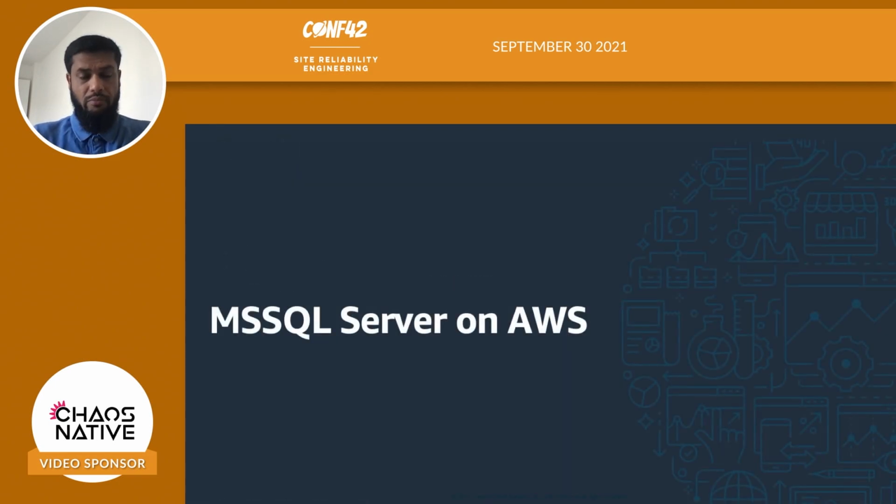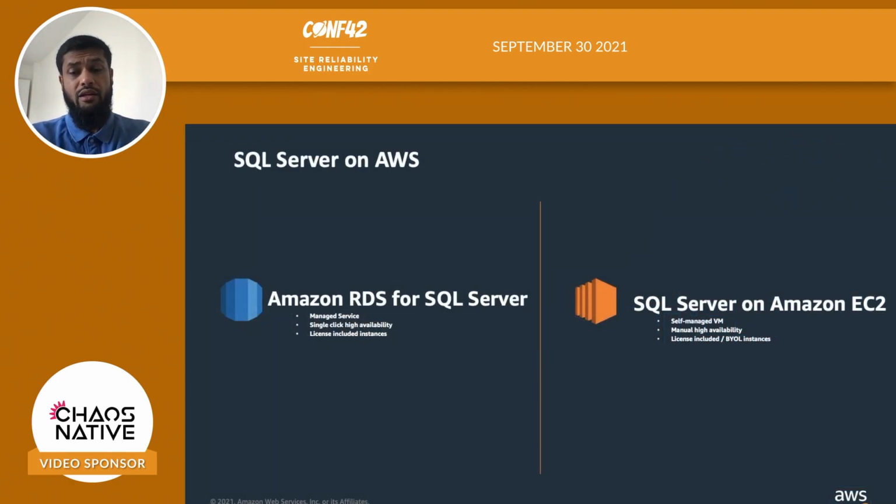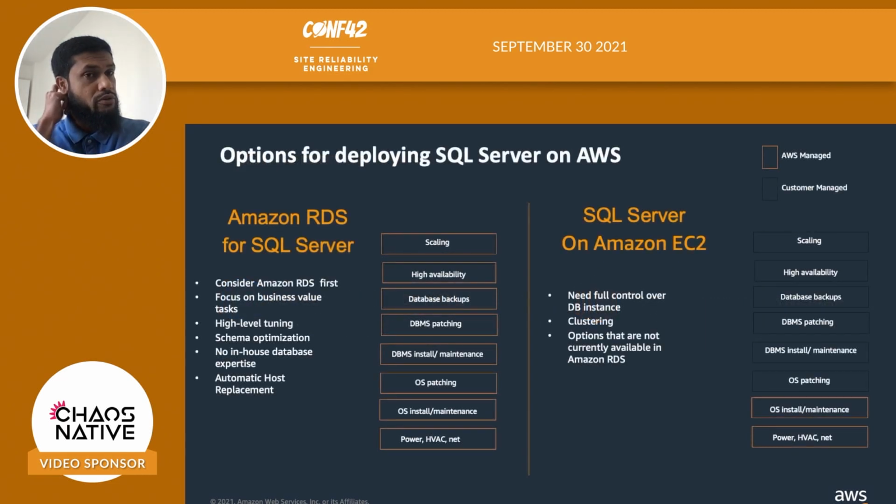So let's start with the SQL Server on AWS. Typically you can deploy in two flavors. You can deploy on the Amazon RDS for SQL Server, which is our managed service offering with the single click high availability and license included instances only. On the other hand, we have SQL Server on Amazon EC2, which is a self-managed VM, so it's exactly the same way what you currently do on premises, with manual high availability and license included, or bring your own license instances.